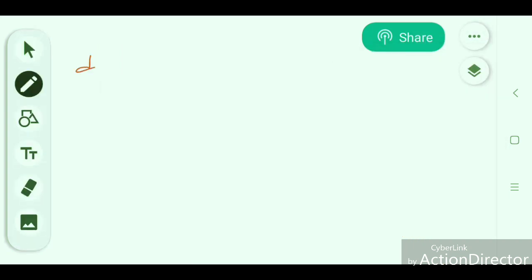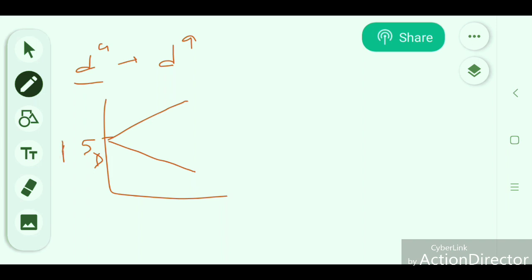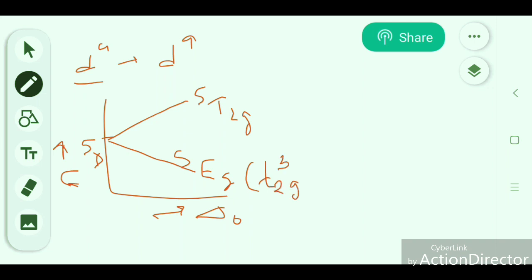For d4 configuration and d9 configuration, the Orgel diagram will be similar. For d4 configuration in an octahedral field, the ground state term will be 5D. The ground state term will be Eg for d4 configuration, and T2g will be the excited state. The configuration in these states will be t2g3 eg1 and t2g2 eg2. So this is the Orgel diagram in an octahedral field for d4 configuration.